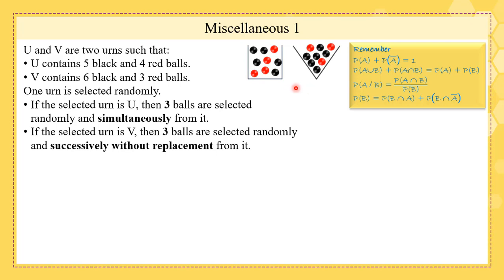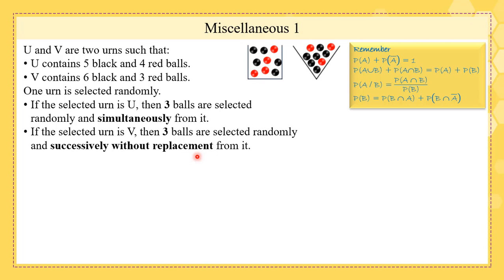Let's say we had 3 urns U, V, and W. The probability of each one of them would be 1/3. Now, after selecting the urn, if it were U, we're going to select the 3 balls simultaneously from it. And if it were V, we're going to select the 3 balls successively without replacement from it. So the selection here depends on whether we've selected before U or V.